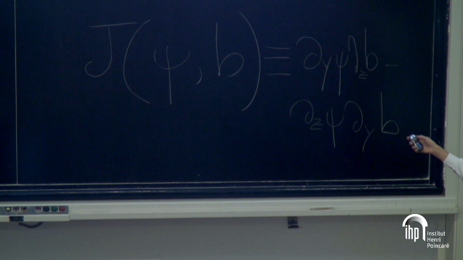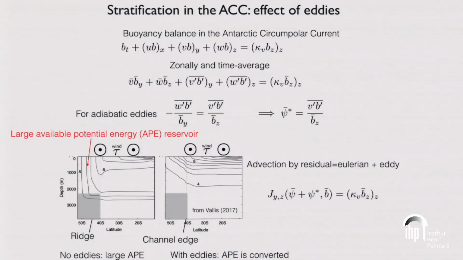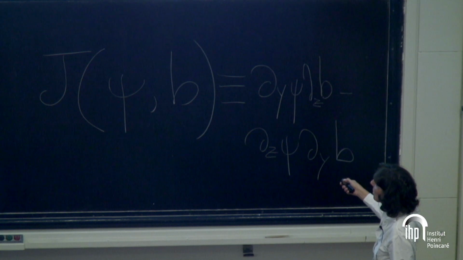So then you can recast the equation in terms of transport by the sum of the stream function associated with the mean meridional flow and the stream function associated with the transport by eddies. And the sum of these two is what I was showing before, the residual circulation. Okay, so I haven't done anything, I just rewrote this.